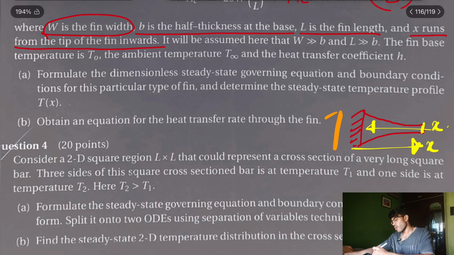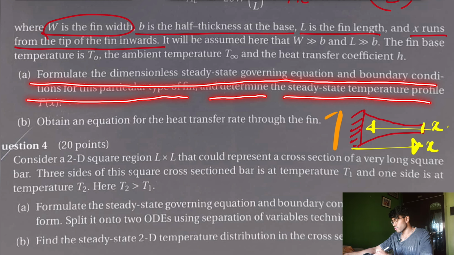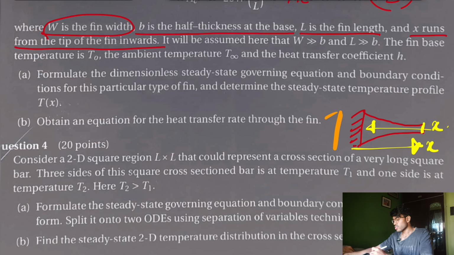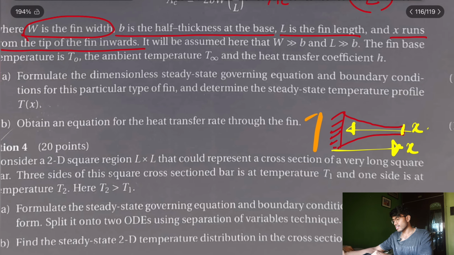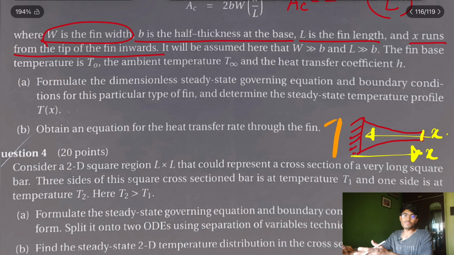Okay, so formulate the steady state governing equation and boundary conditions for this type of fin, and determine the steady state temperature profile T(x). Okay, so see here it is written, formulate the dimensionless steady state governing equation. So you have to do it from scratch. If you memorize and write it, even if it is correct, and it is 10 marks, if I am the professor, I will give you 2 out of 10, because you are asked to formulate that.